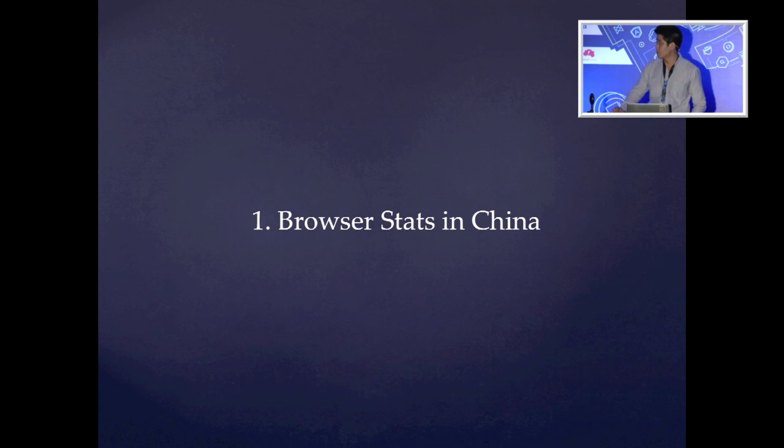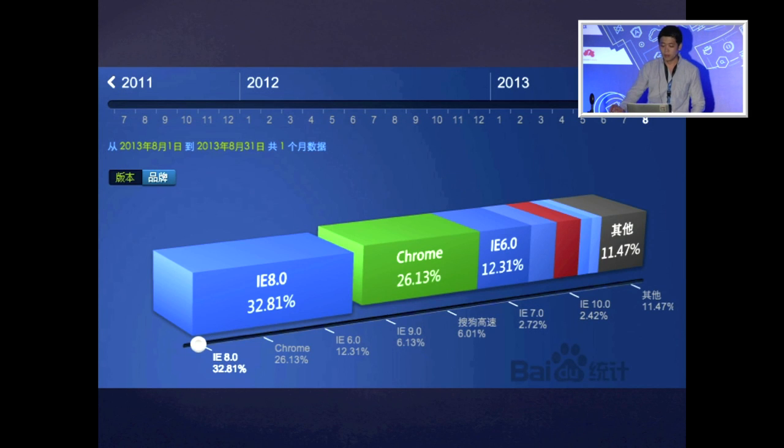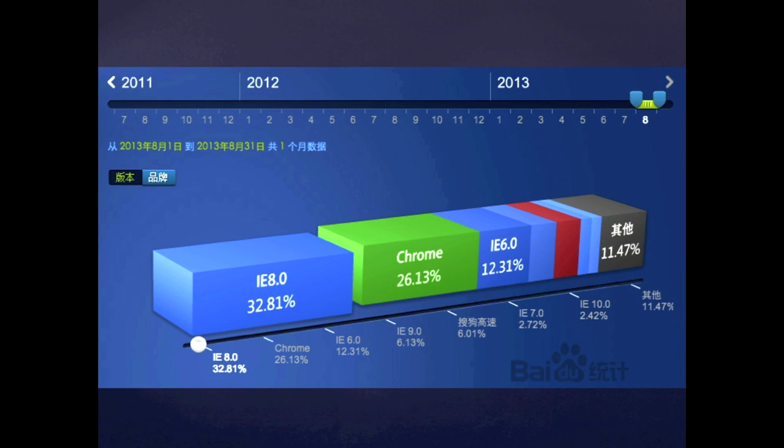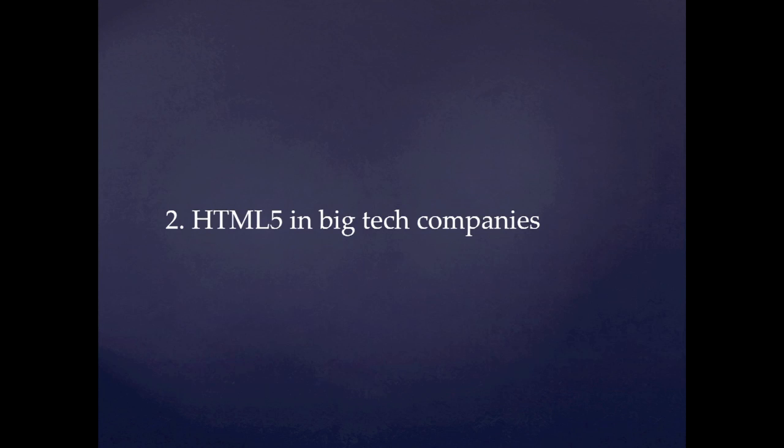And here's the browser stats in China right now. It looks a bit depressing because it seems like IE8 and IE6 are still the most popular browsers. Chrome is catching up in the country. But even though HTML5 is not that well supported in the region yet, the big web companies and startups are trying really hard to work on cross-platform solutions, as well as using HTML5 in a lot of web applications.